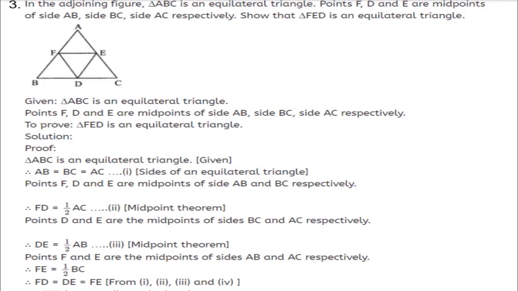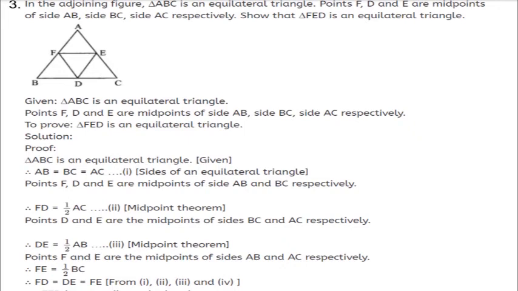Now coming to the third one. In the adjoining figure, triangle ABC is an equilateral triangle. Points F, D and E are midpoints of side AB, side BC, side AC respectively. Show that triangle FED is an equilateral triangle. Given: triangle ABC is an equilateral triangle, points F, D and E are midpoints of side AB, side BC, side AC respectively. To prove: triangle FED is an equilateral triangle.